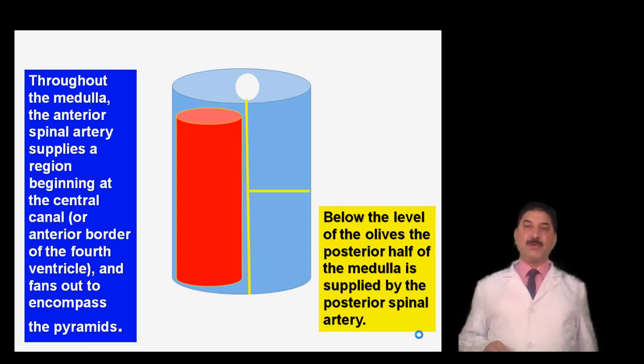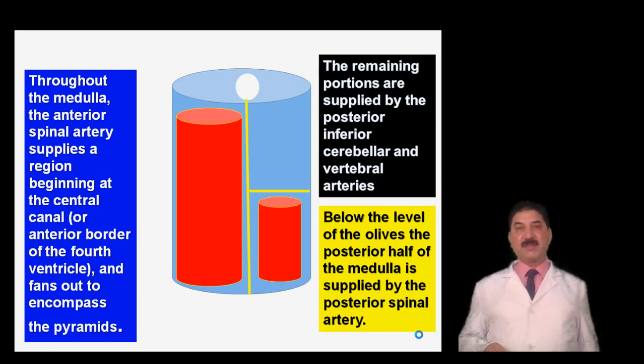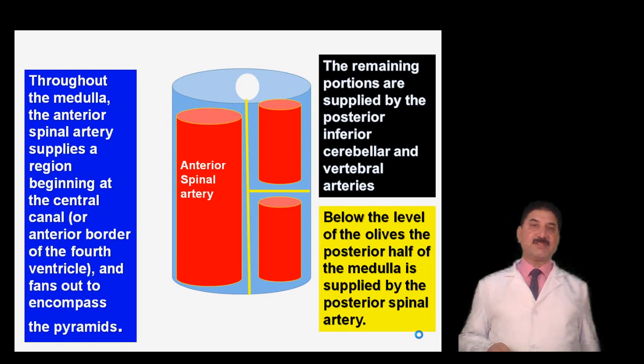Below the level of the olive, the posterior half of the medulla is supplied by the posterior spinal artery. And above the level of the olive, the remaining portions are supplied by the posterior inferior cerebellar arteries. So the anterior spinal artery supplies the whole length of the medulla anterior to the central canal.